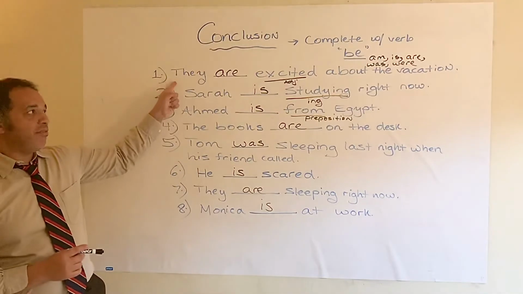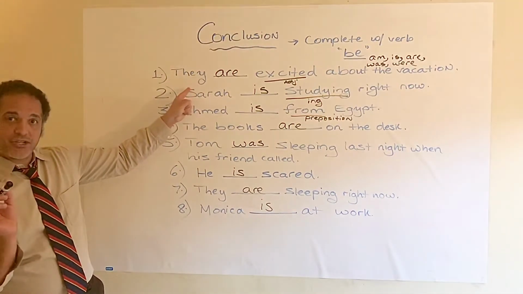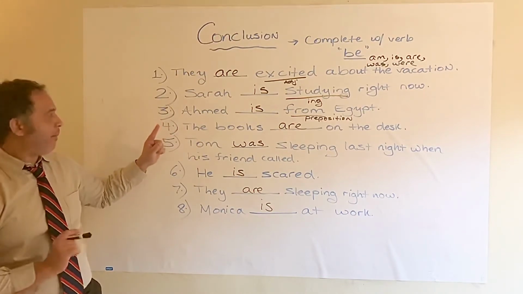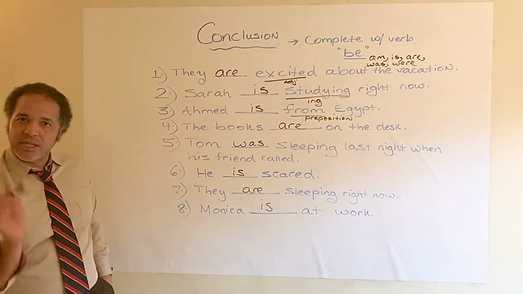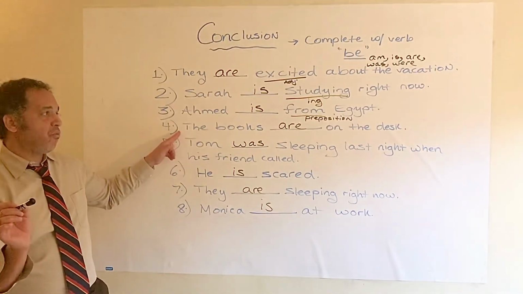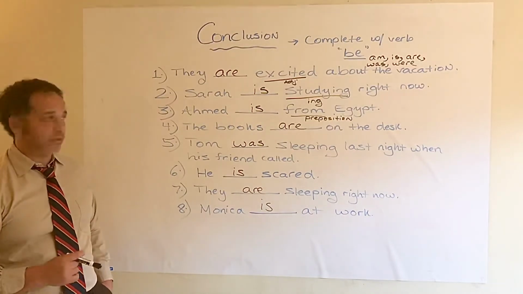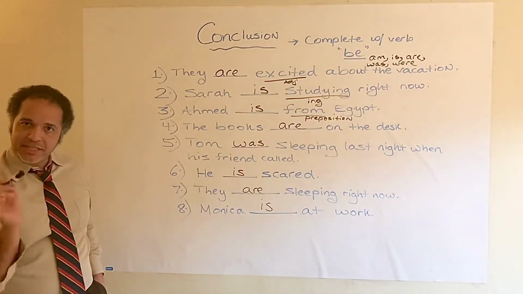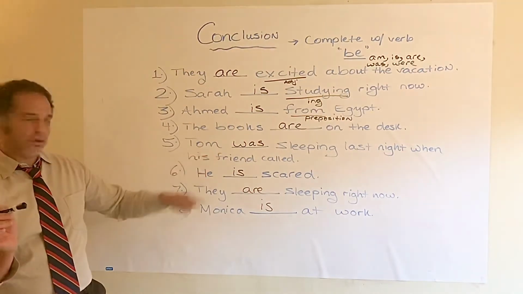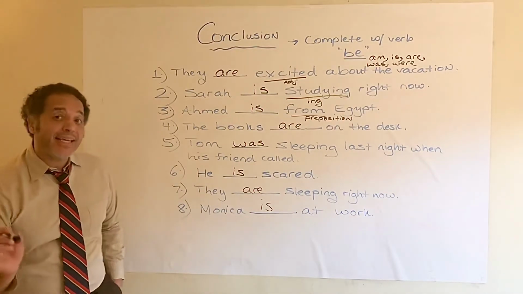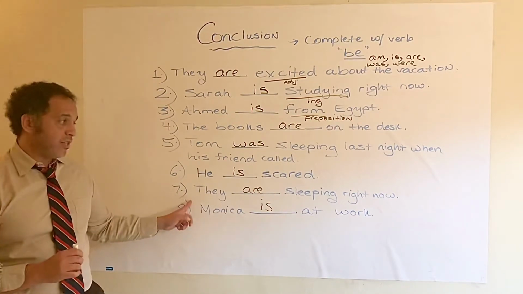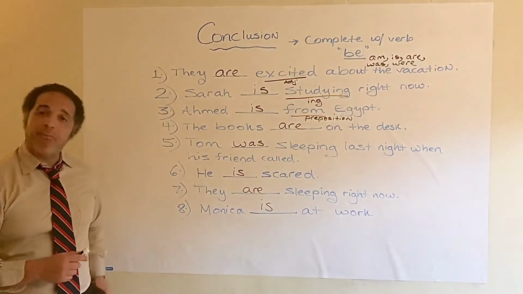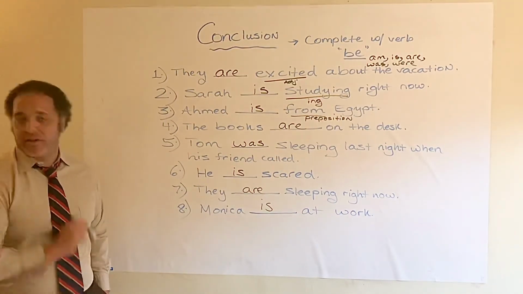All right, number 1, they are excited about vacation. Number 2, Sarah is studying right now. Number 3, Ahmed is from Egypt. Number 4, the books are on the table or on the desk. Number 5, Tom was sleeping last night when his friend called. Number 6, he is scared. Number 7, they are sleeping right now. And number 8, Monica is at work.